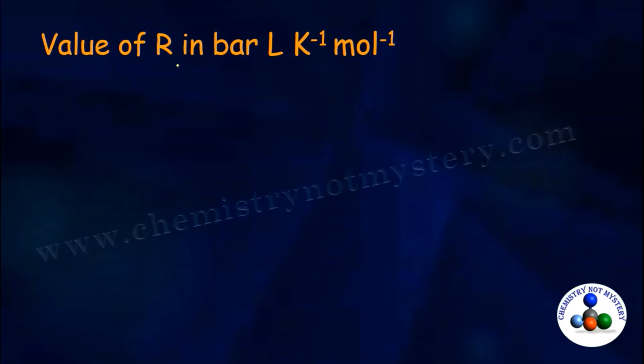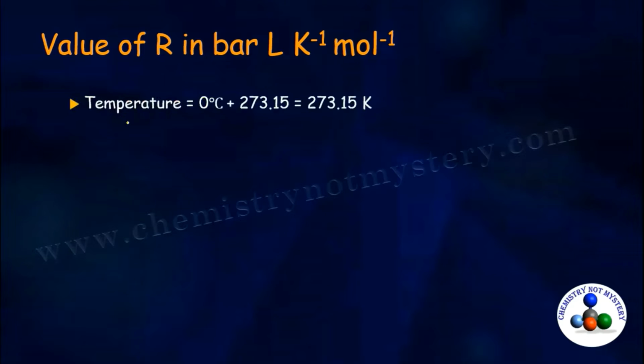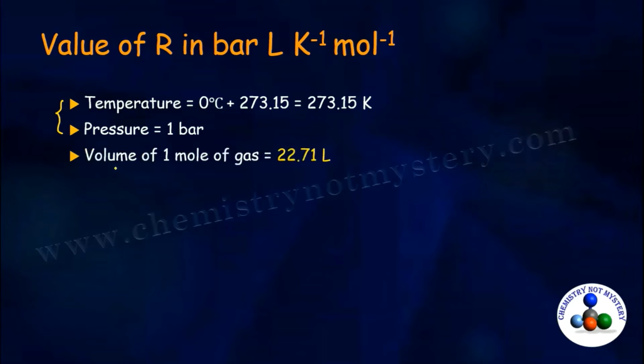Now let's calculate the value of R in bar liter per Kelvin per mole. So here temperature is 0 degrees centigrade. First of all, convert this temperature into Kelvin by adding 273.15 to it. So here you will get 273.15 Kelvin. Pressure will be 1 bar. And at these conditions of temperature and pressure, the volume of 1 mole of gas will be equal to 22.71 liter.